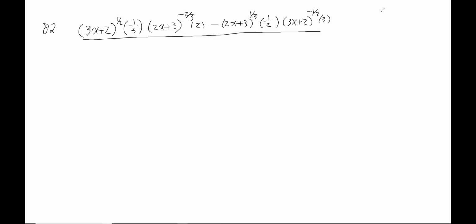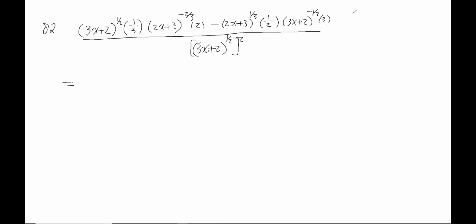Divided by (3x plus 2) to the 1/2, then squared. Now, how do I do this? So this time you're going to help me on this, okay?